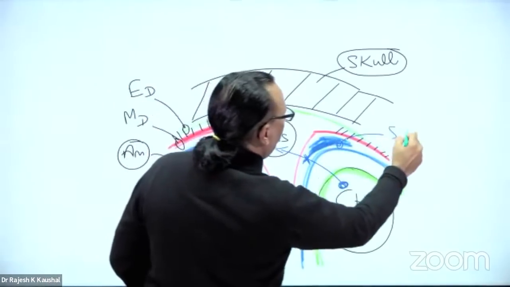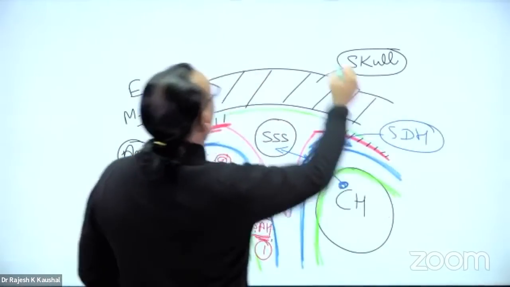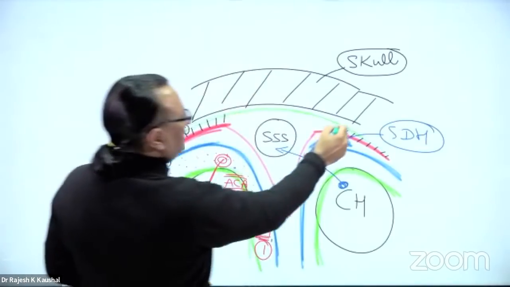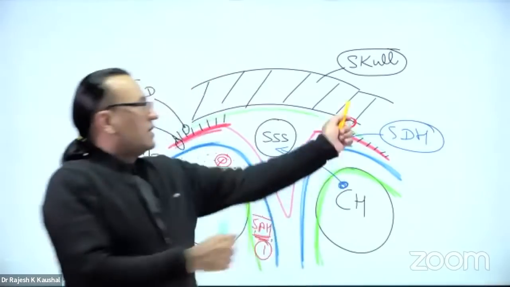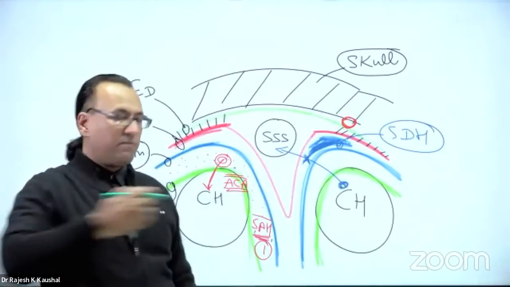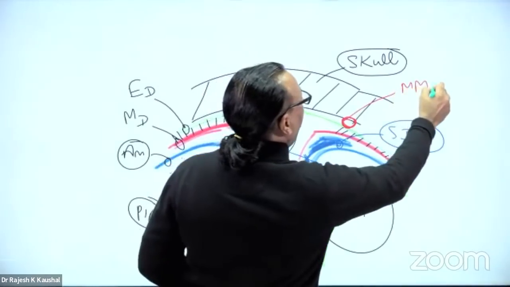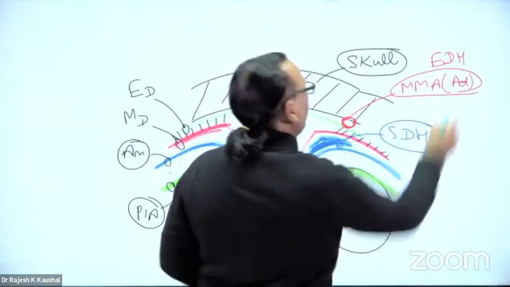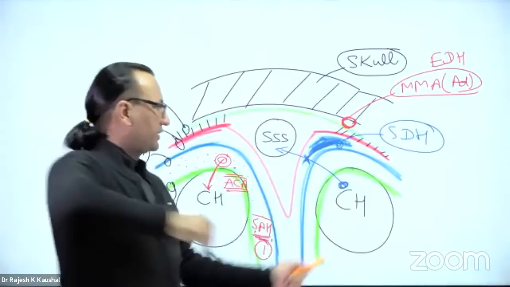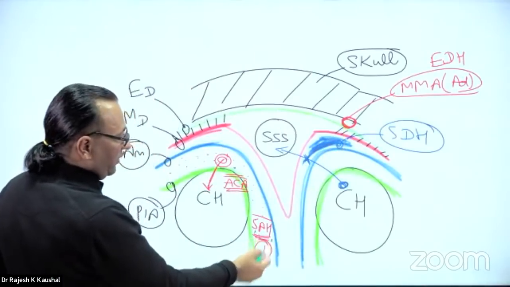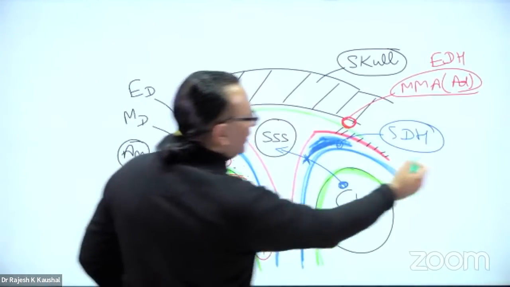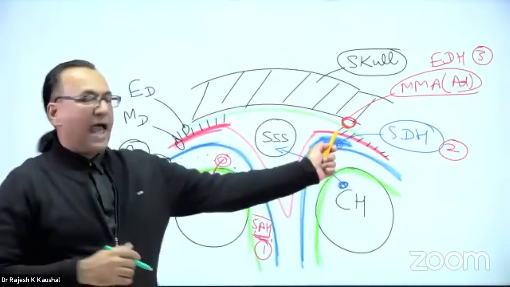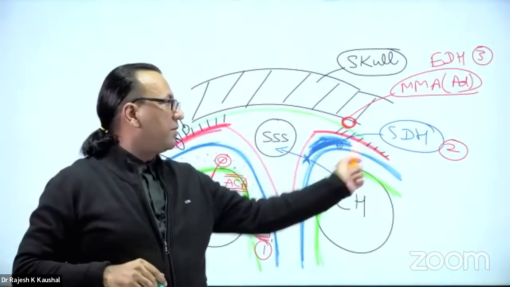Now, if this is subdural hematoma, what about this artery which we were having here under the skull, but outside the dura mater? So under the skull, outside the dura mater, middle meningeal artery and its anterior division, that we call epidural or extradural hemorrhage. So this is the first bleed we have talked about, subarachnoid hemorrhage. Number two, subdural hemorrhage. And number three, extradural hemorrhage, outside dura mater. If it is inside dura mater, subdural.